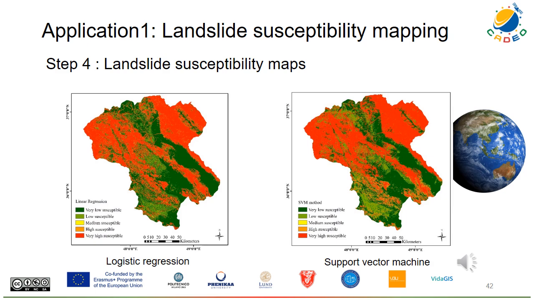After the prediction, we can further create landslide susceptibility maps. Here we classify the landslide susceptibility into 5 categories. Red color stands for very high susceptible areas, and green color represents very low susceptible areas. The left figure shows the results for logistic regression, and the right map shows the results for support vector machine.